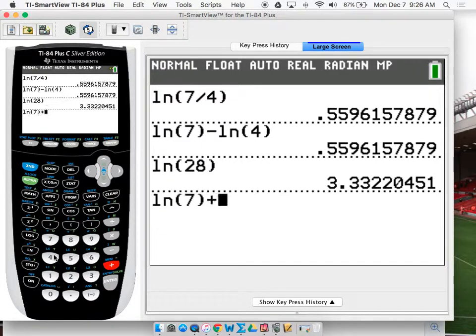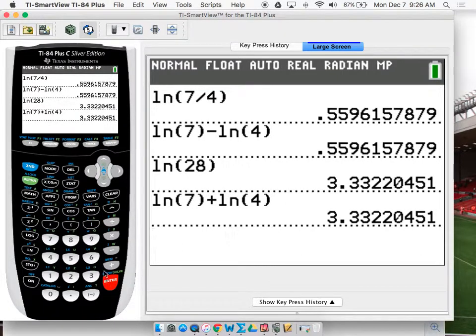Ln of 7 plus the ln of 4. Yeah. Yeah, you can do that.